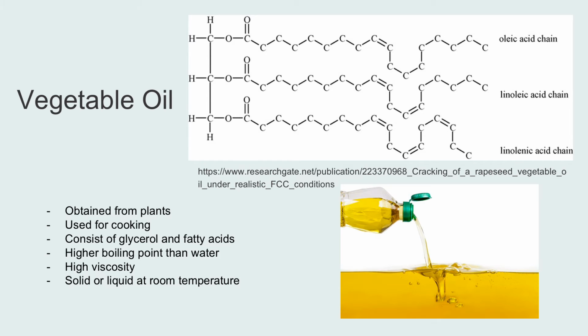They have a higher boiling point than water, and they also separate in water because of the different densities. They are very thick due to their high viscosity, and this also makes them able to be solid or liquid at room temperature, depending on the viscosity. Now, in order to reduce this high viscosity, we have to separate the glycerol molecules from the three fatty acids, which is actually the transesterification process.